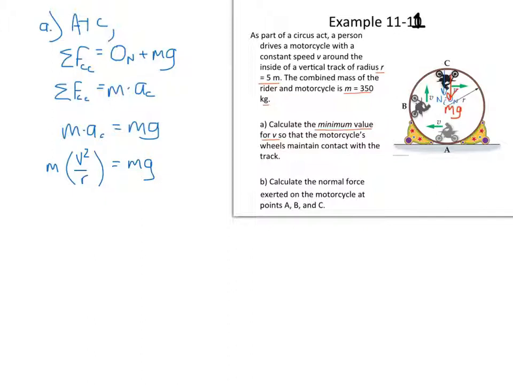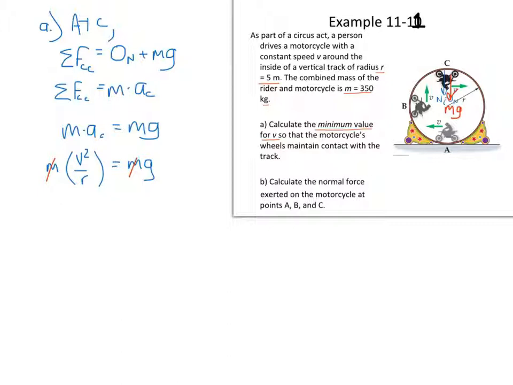Okay, so we're going to bring the r up. Oh, actually, what can we do with the masses right there? Masses on both sides, we can cancel them out, right? So whatever velocity this is, this would apply for pretty much any mass. Doesn't matter how massive the rider or the bike is, it would apply for any mass. So let's solve for V.